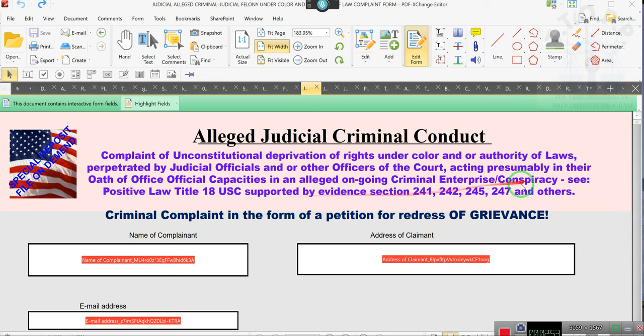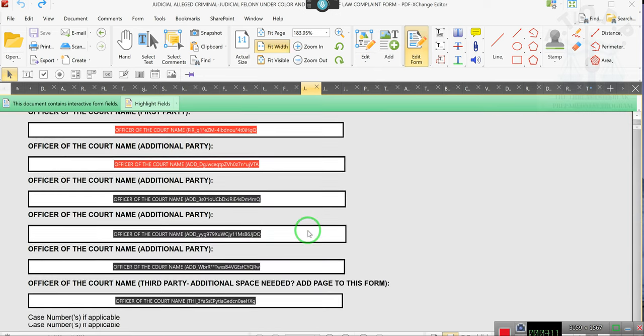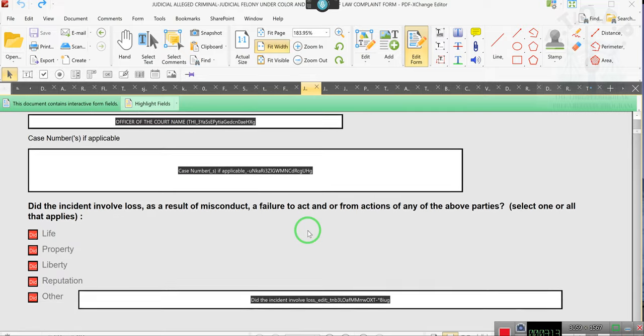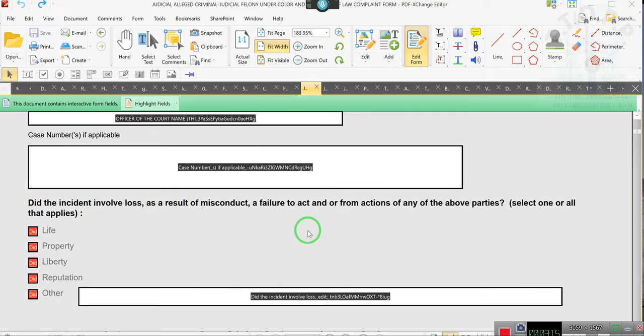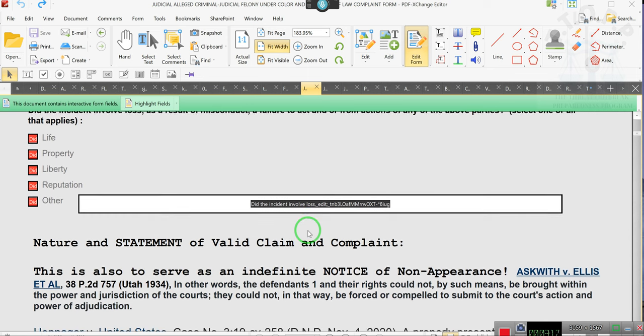We didn't say that this was the law. We said the positive law title 18. You must bring a criminal complaint against a judge. Go back, look at the Fifth Amendment. It requires an indictment or information. This is your information complaint. You want to make sure you understand this is an affidavit. That's why you're going to need a notary. You're going to send this to the Attorney General for your state, and you're going to send it to the Attorney General of the United States.